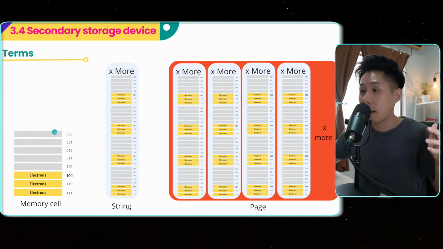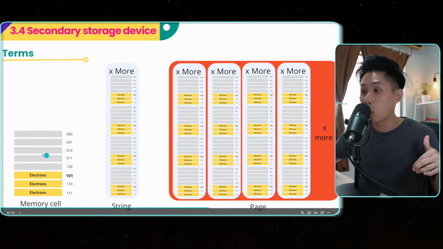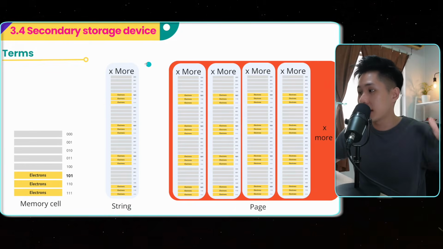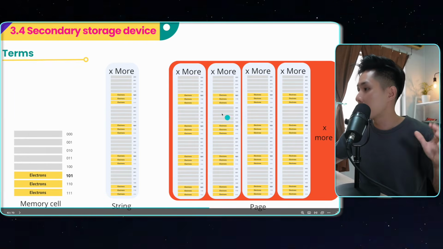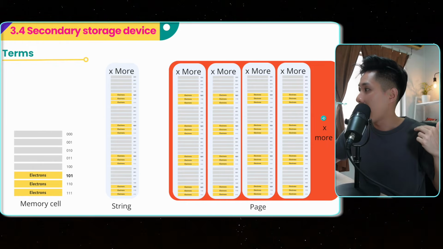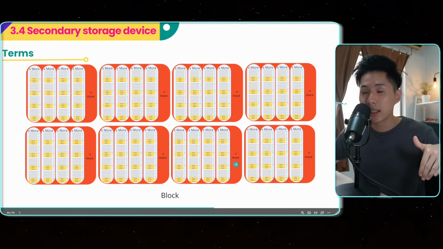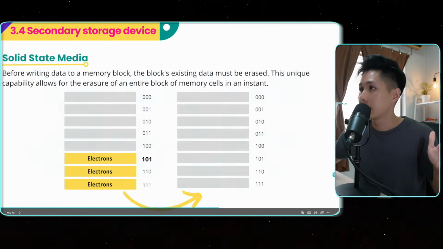So here are some of the terminology for a solid state drive. When you have something like that, it's called a single memory cell. In this case, a single memory cell will store 3 bits. And when you group all the cells together, you get a string. In this case, it will store 12 bits. And when you group the strings together, you get a page. And then when you group all these pages together, you get a block. So here are the terms: memory cell, string, page, and block.